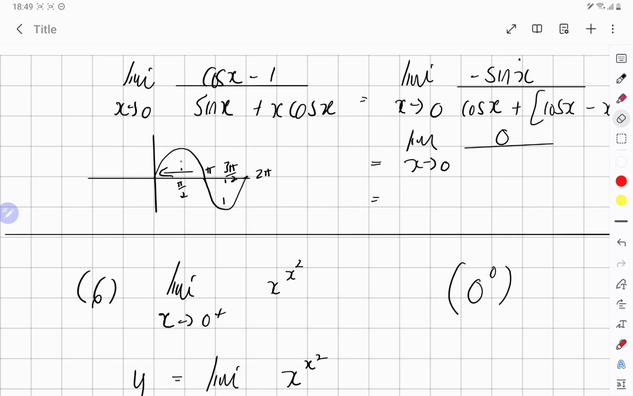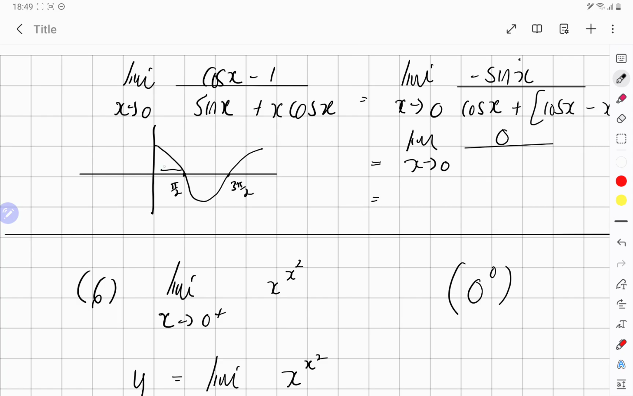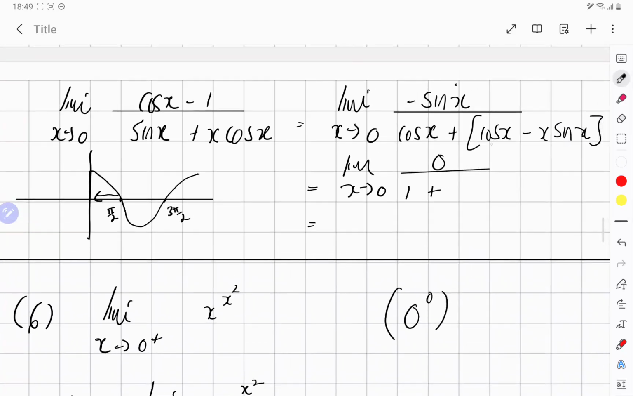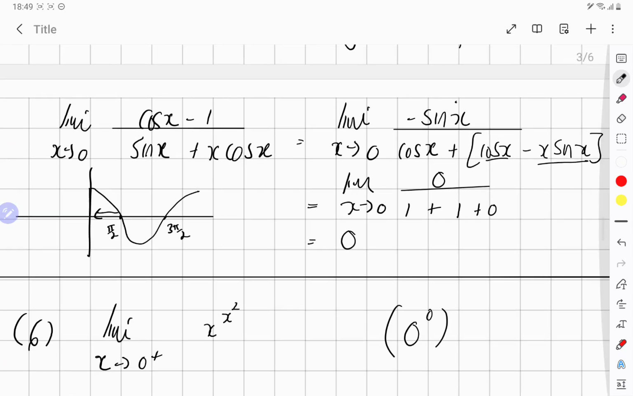As x approaches 0 for my cos graph, so similarly you have to know your cos graph quite well. Remember that's pi over 2, 3 pi over 2. As x approaches 0, your cos graph will approach 1. What do we get here? Cos will approach 1, but sine 0. So, what's your final answer?